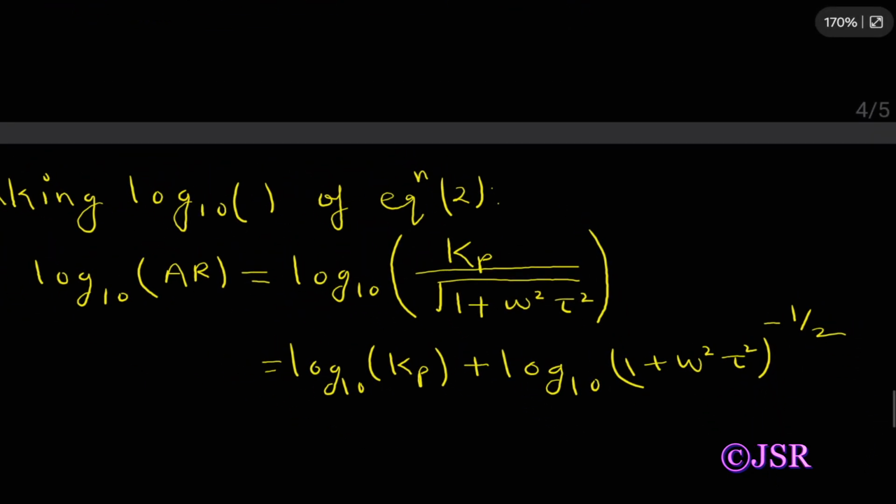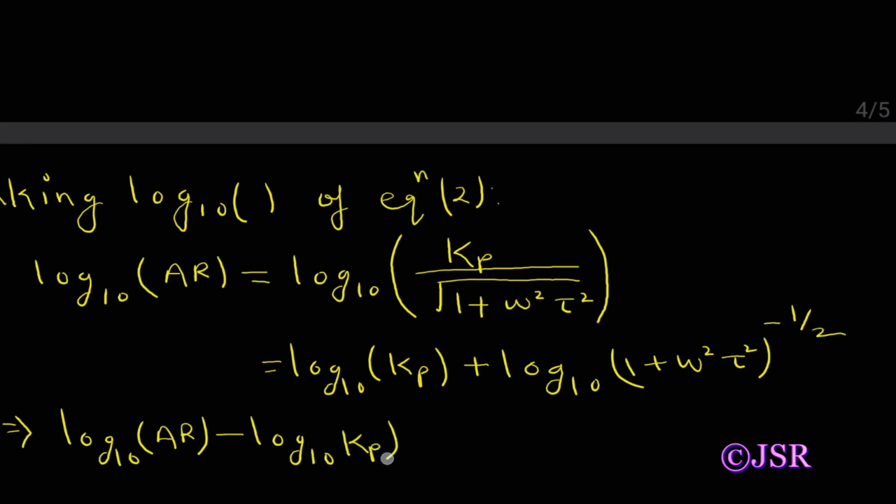And further simplifying we will get log 10 AR minus log 10 Kp equal to log 10 of (1 plus omega square tau square) to the power minus half.